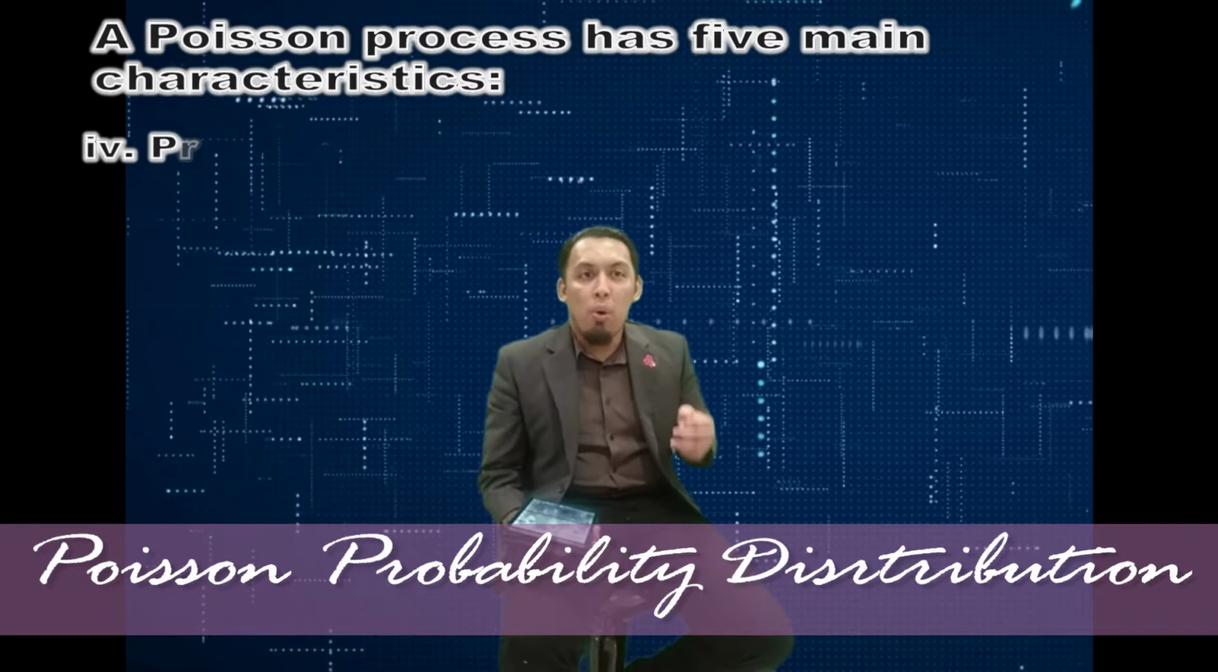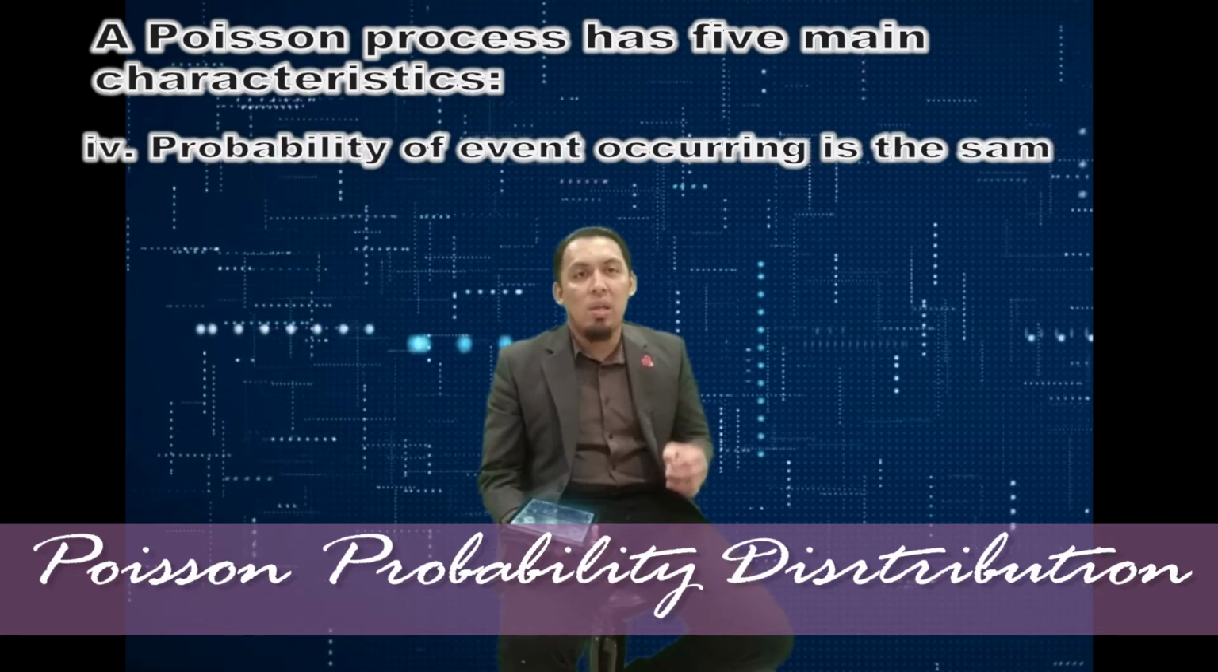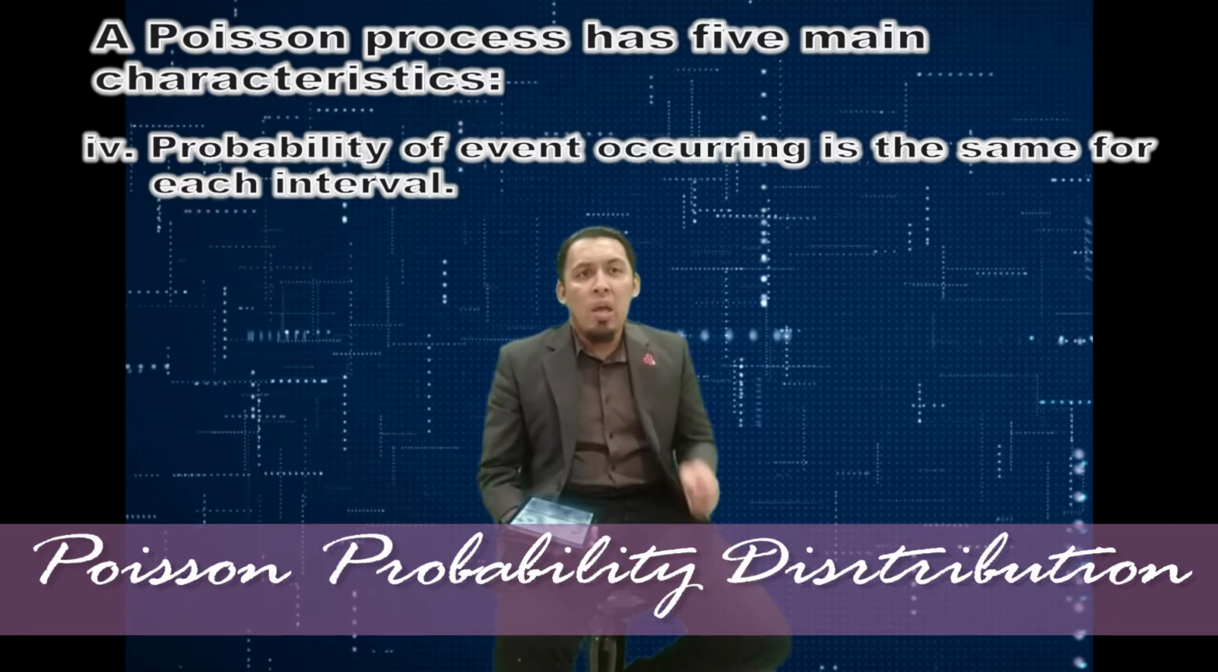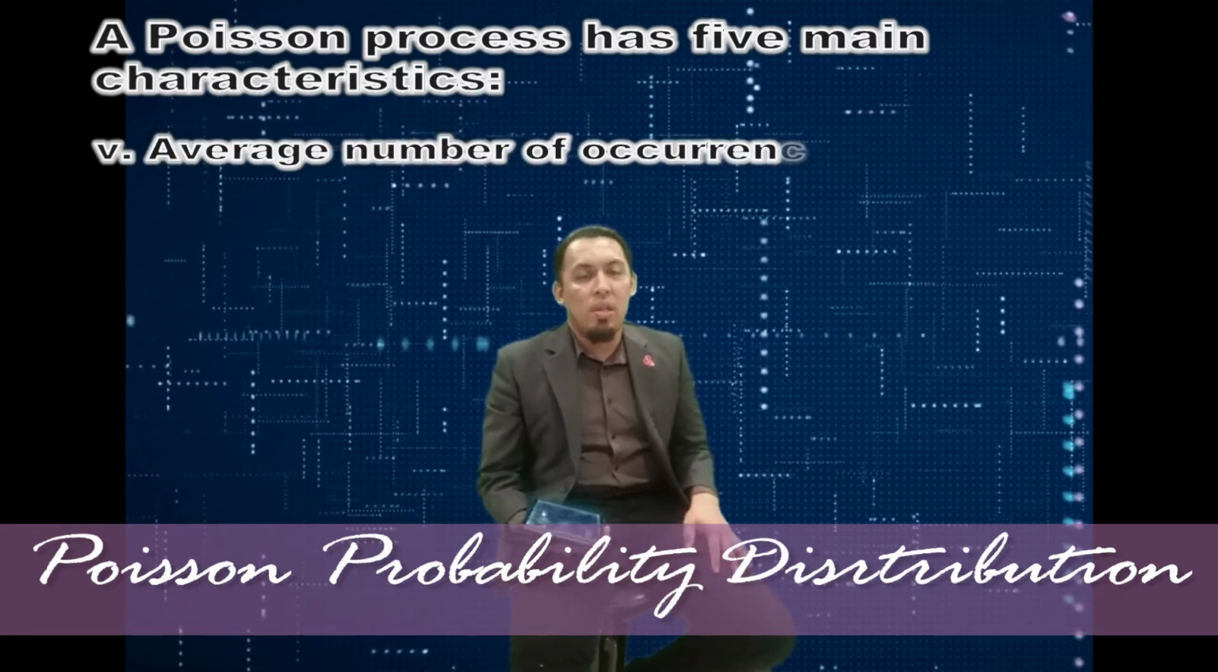The next one, the probability of an event occurring is the same for each interval. And lastly, the average number of occurrences in an interval is known. Those are the 5 characteristics of Poisson.